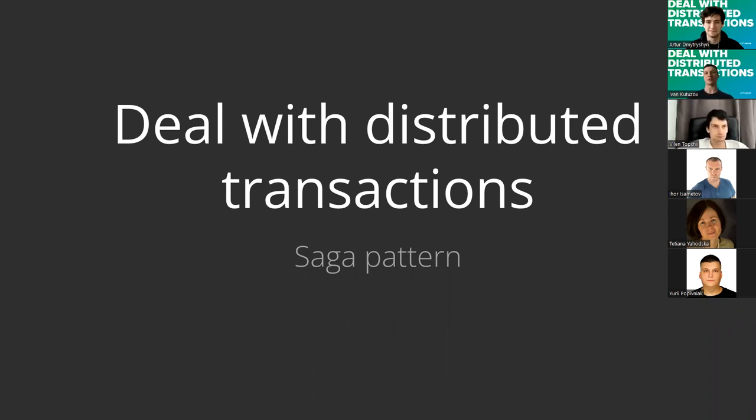So the Saga pattern is about how we can make things work with distributed systems and how we can guarantee that our data is consistent. The main challenge nowadays is to guarantee the consistency of the data in the microservice world. And we will go step by step and see what challenges we'll have.